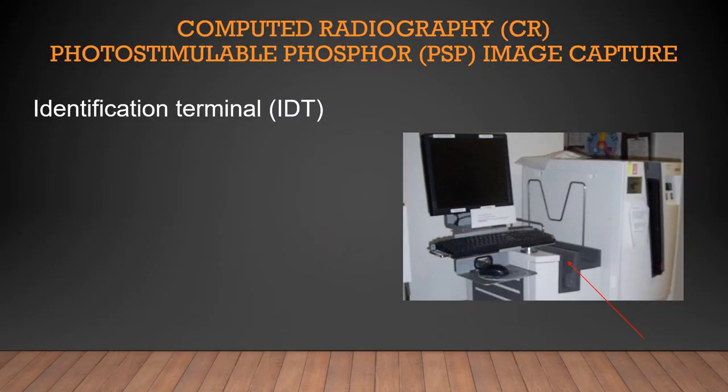Now, some systems do not have barcode labels. This is the one that we had at our hospital. This is an identification terminal, which is an IDT. What you would do is place your cassette into the IDT reader, and it would put the patient's name. You had to hit the F2 button on your control monitor, and it would put the patient's information onto that cassette, so that we could then put it in the processor for reading. So some systems work that way.